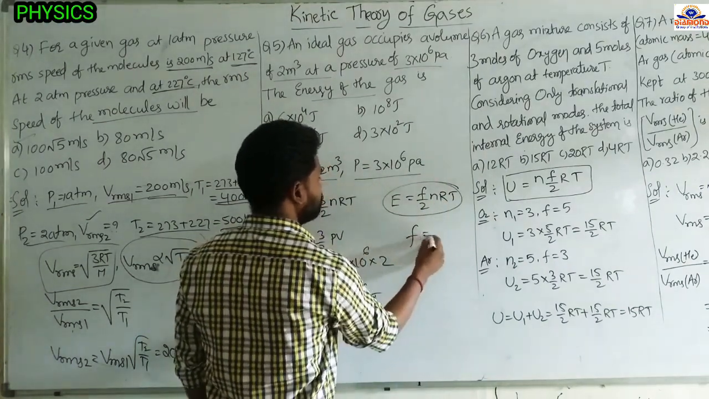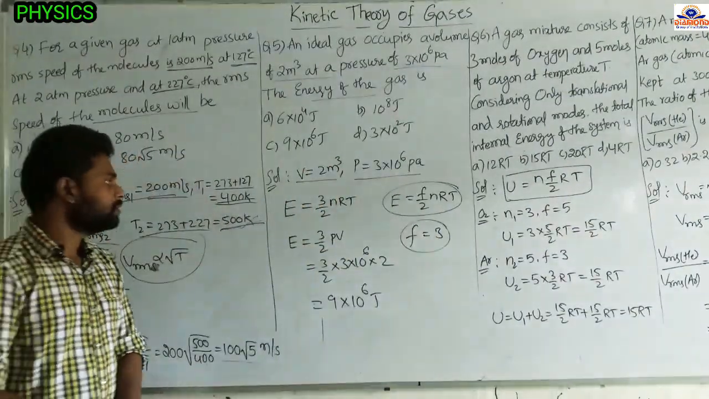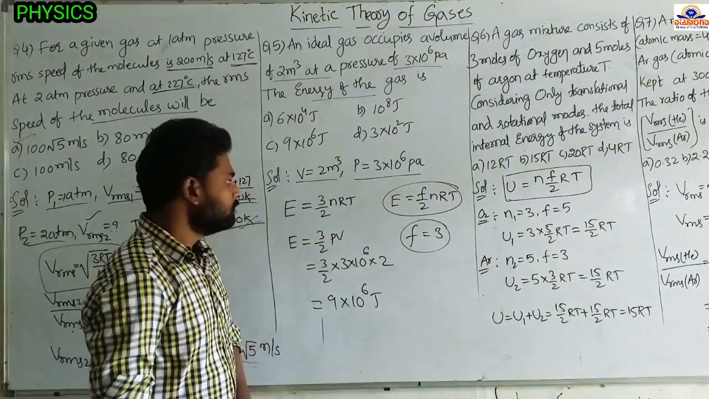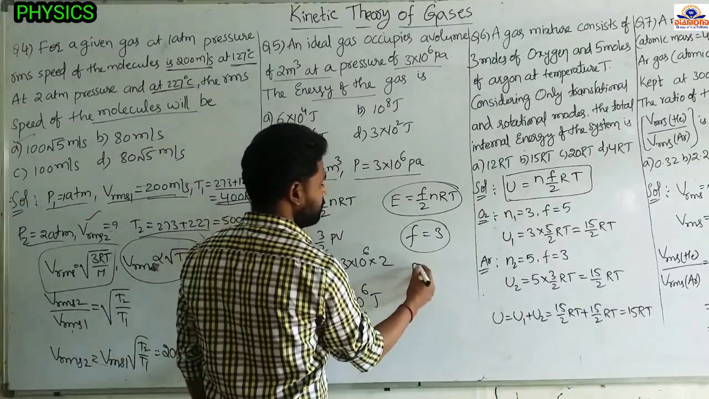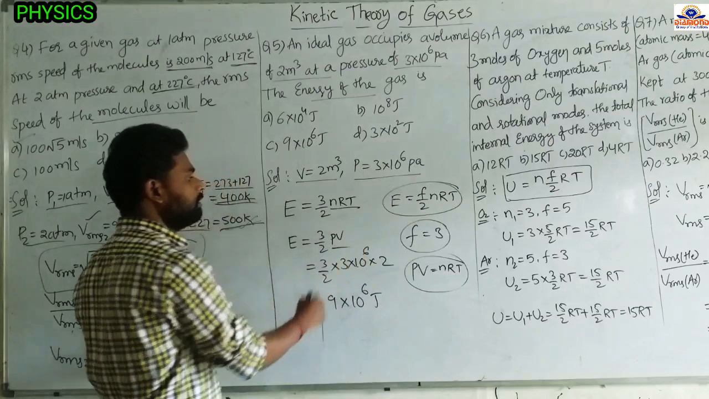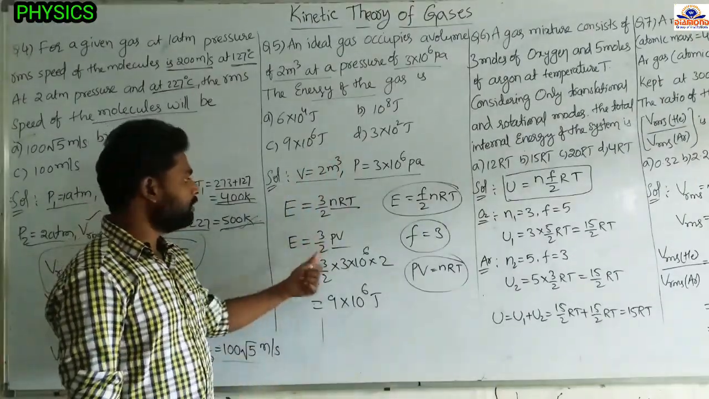For ideal gas, F equal to 3, degree of freedom, so F equal to 3. So now 3 by 2 into nRT. From the ideal gas equation, PV equal to nRT, this formula. So in place of nRT I am writing the PV. Why? Because they given the pressure and volume values. So now 3 by 2 into PV.